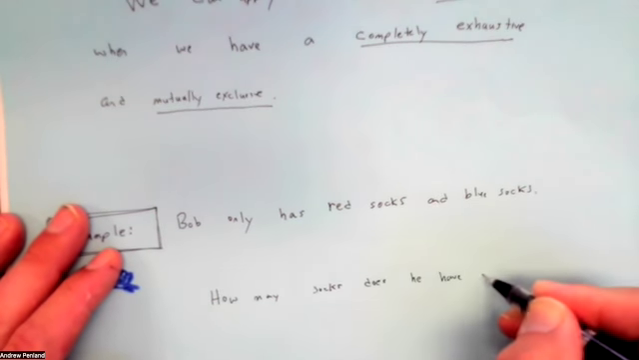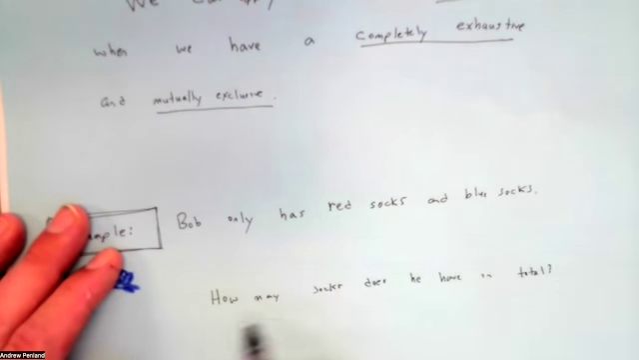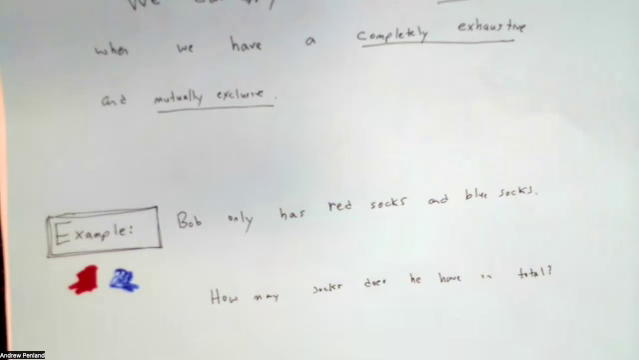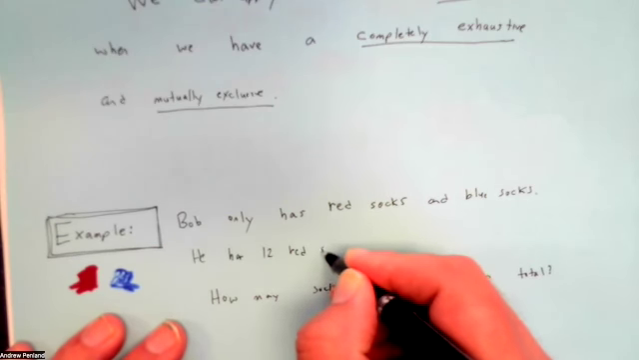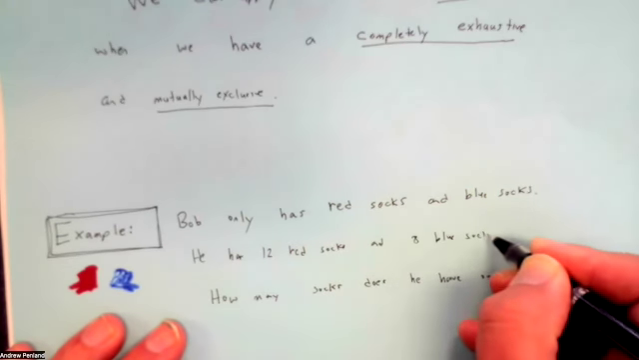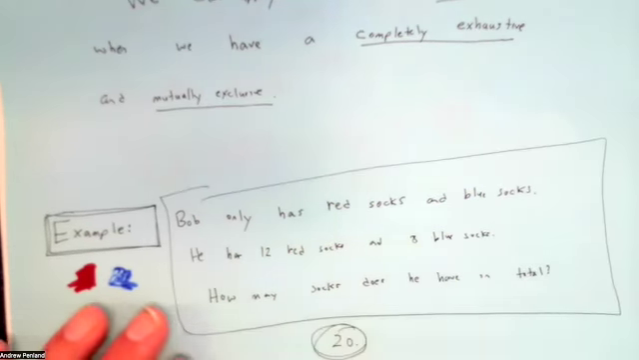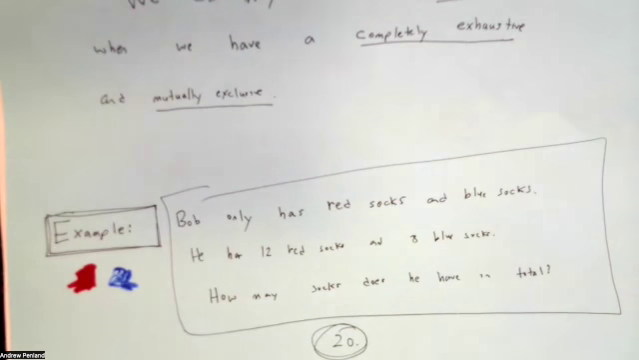We use the sum principle when we have something that's completely covered by two cases. Is this enough information to finish? You know the number of each color sock, so will you give me a number for each color sock? Okay, so he has 12 red socks and 8 blue socks. How many socks does he have in total? 20.